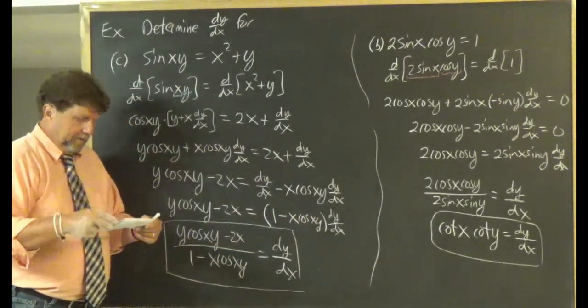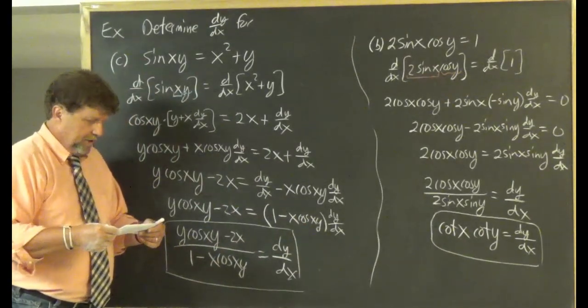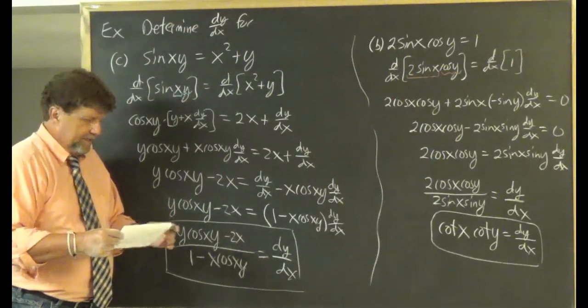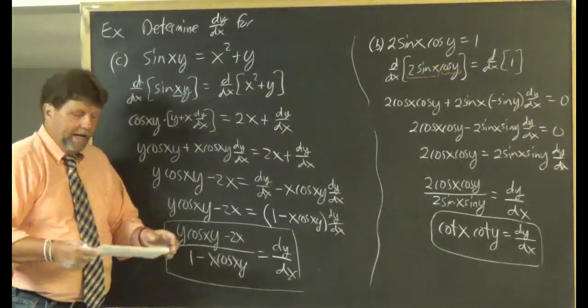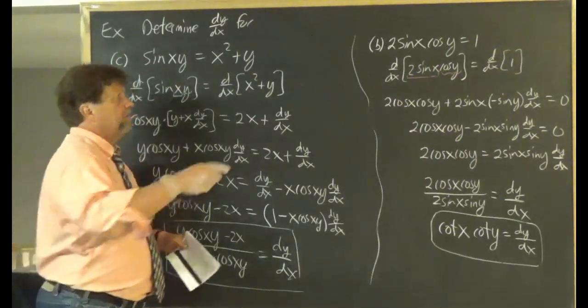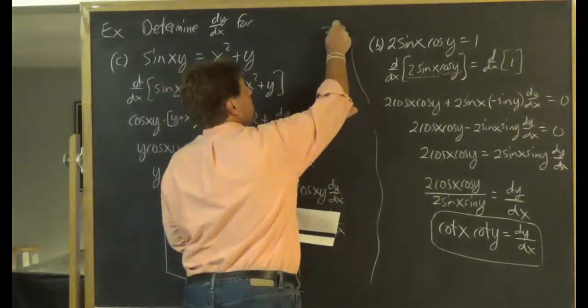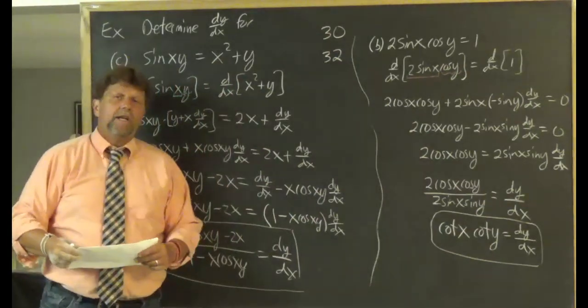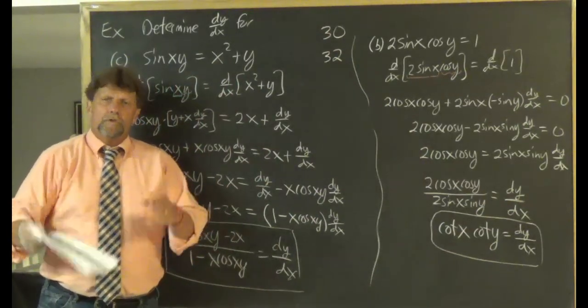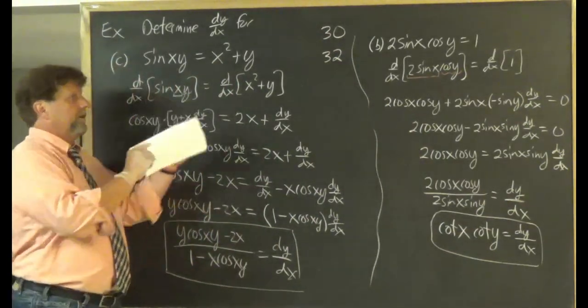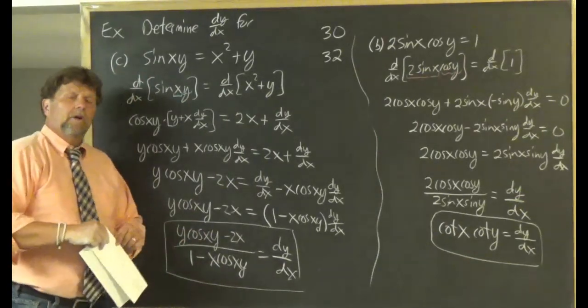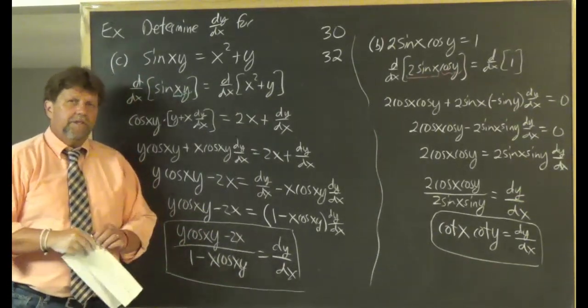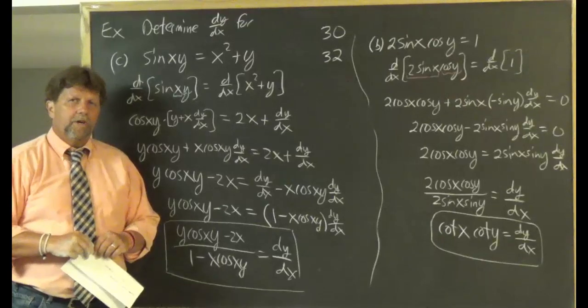I'd like you to practice a couple of these real quick. In the book, this is section 3.8. In the section 3.8 exercises, right now, I would like you to try numbers 30 and 32. So pause the video and do numbers 30 and 32. After you've done them, you know the drill. Restart the video. I'll be here at the board working through them.